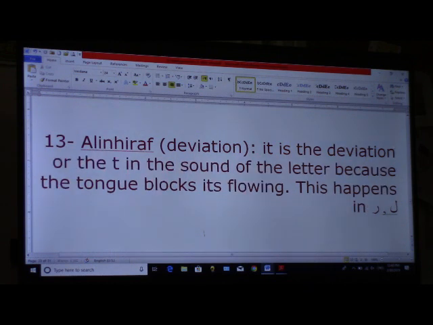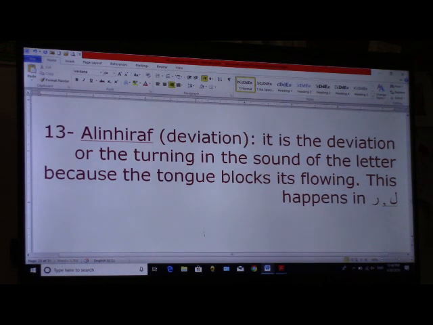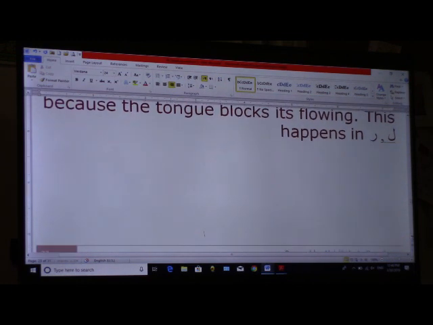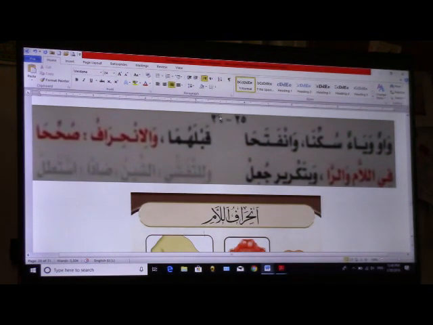Okay? In the sound of the letter, why? Because the tongue blocks its flowing. And this happens in the lam and the ra. Is that clear? Again, this is just descriptive. As you can see now in the pictures, they're just describing the lam and the ra. So we're still in line 26.